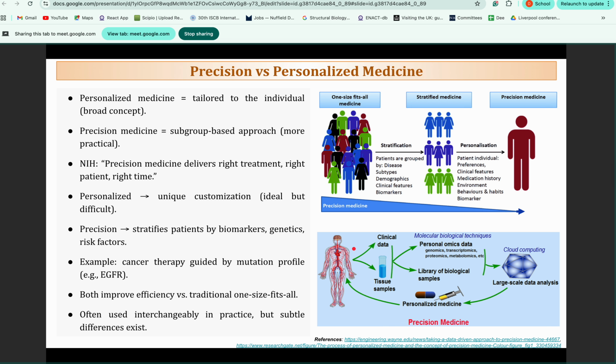Okay, so in this case also it is shown how it works. There is clinical data, and then tissue samples are collected, both are combined, and then personal omics data, in which we look at the genomics of that patient, transcriptomics, proteomics, and metabolomics. So all the omics are studied, and then there is a library of biological samples. Then cloud computing, in which large scale data analysis is done, and then the personalized medicine is designed.